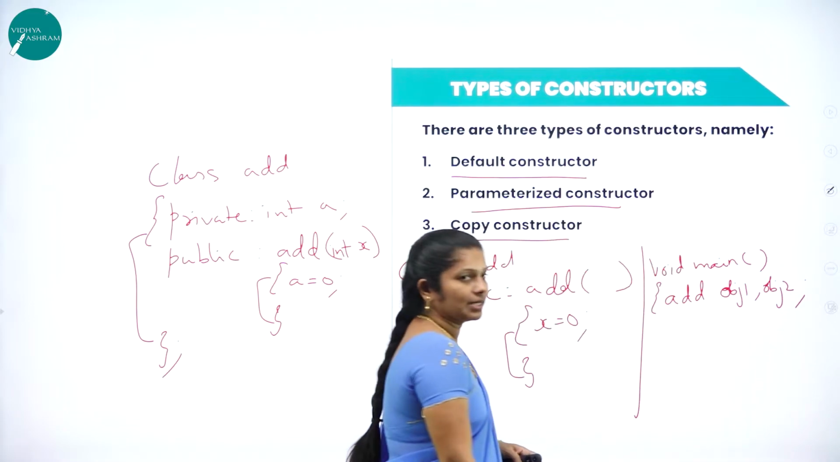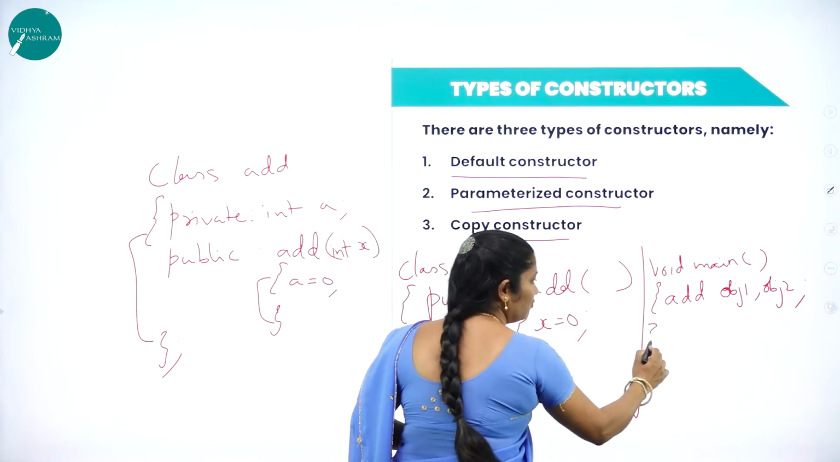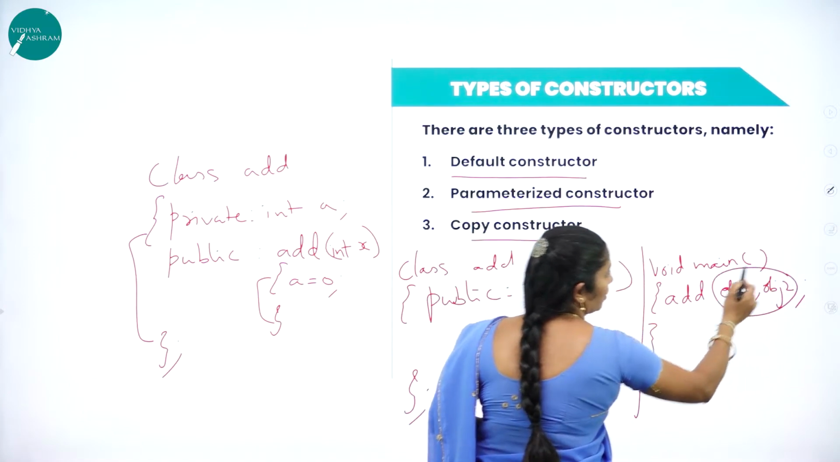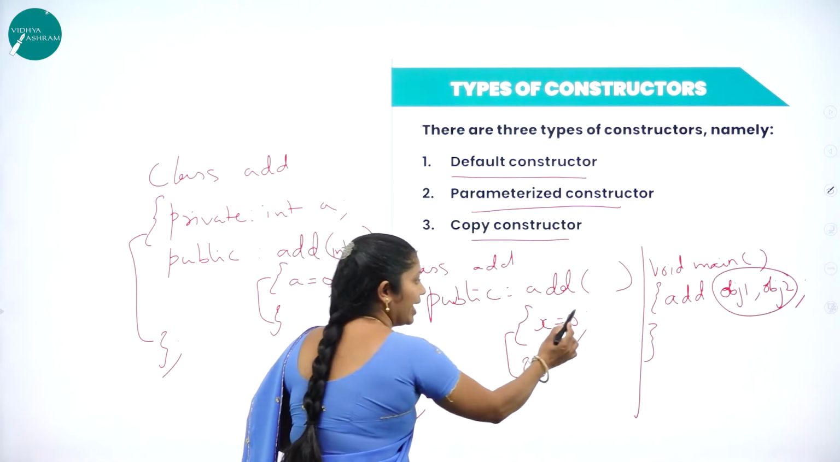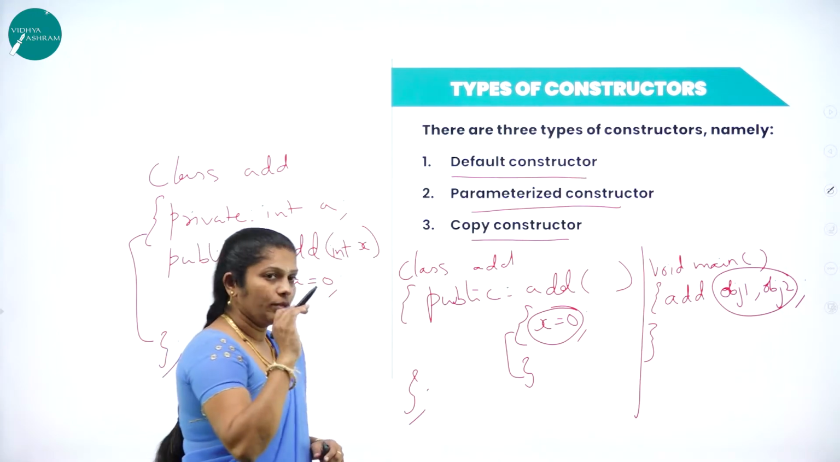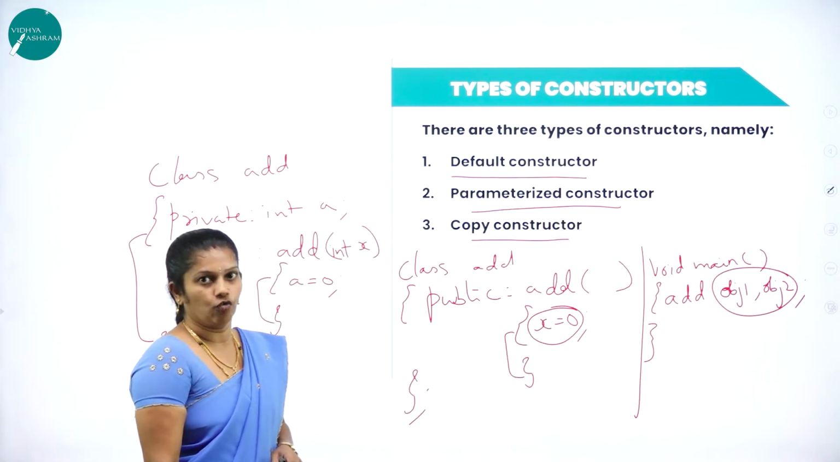Then semicolon. It means that how many objects here we have? Here we have 2 objects. Then in default constructor, what happens? All the objects are initialized by same set of values. How many objects we have? All the objects are initialized by same set of values.